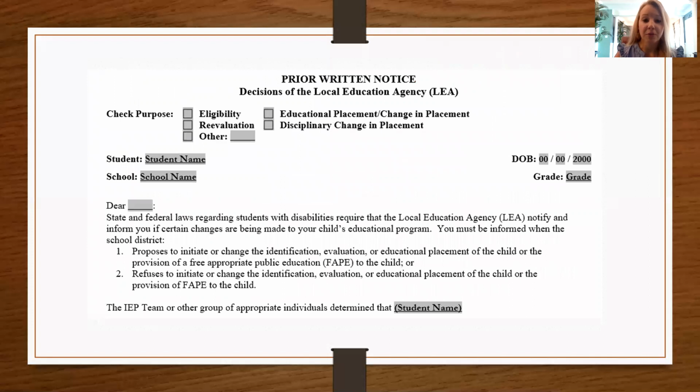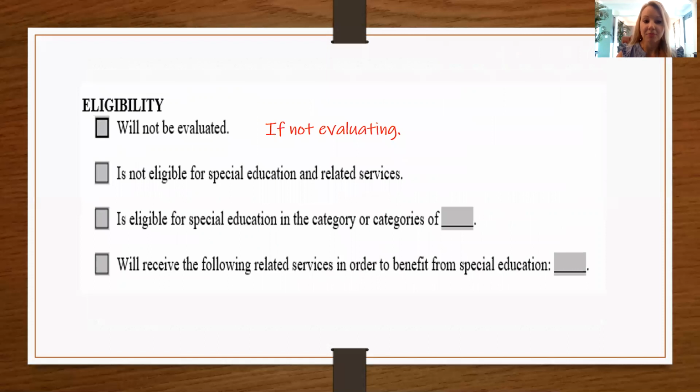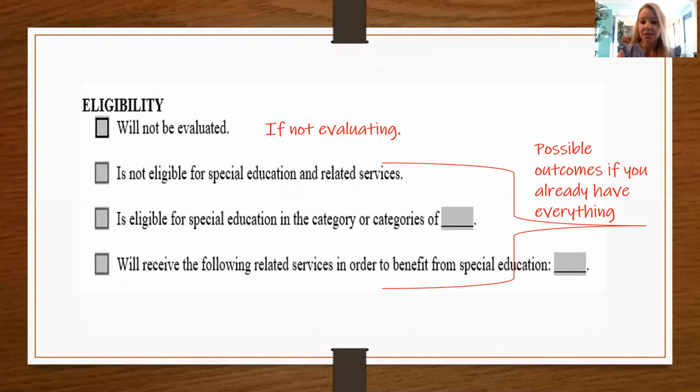So this is our prior written notice. So this is the form that is a summary of our decisions made. So this is going to detail out that the team decided maybe not to evaluate, or the team is going to evaluate and nothing else would be checked here. You're only going to click have something on eligibility if we're not evaluating. Otherwise, the other boxes here that are grouped together would typically come together later once all the testing is actually done and you come back to discuss eligibility.